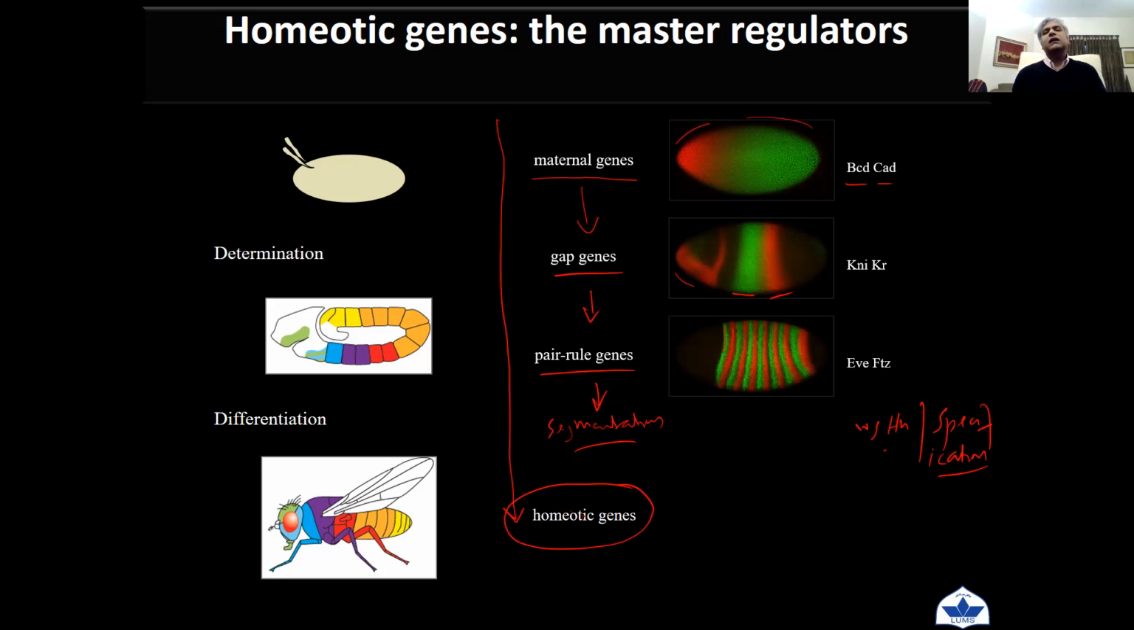Homeotic genes are the ones which give specific identity to different body segments during embryonic development.